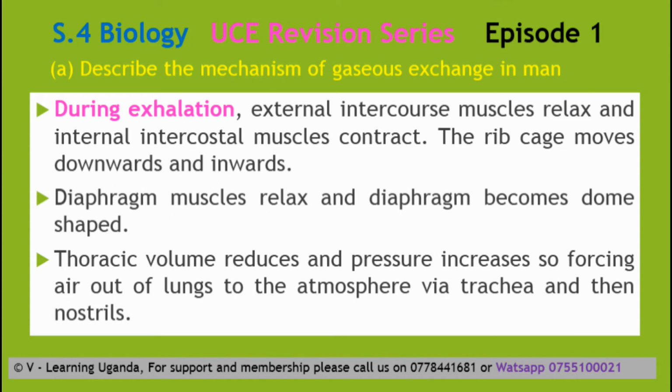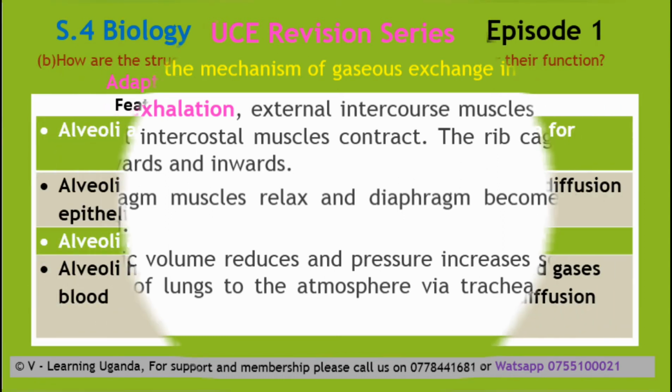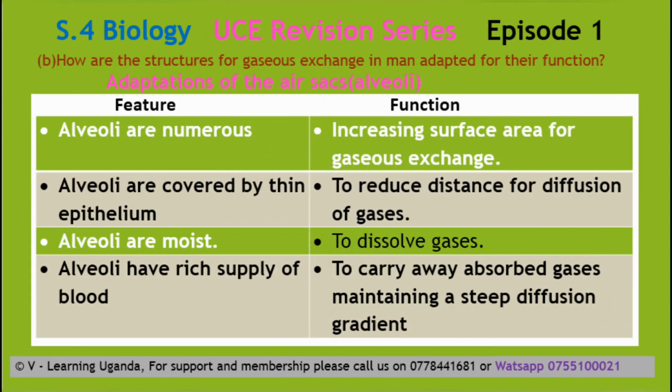In this case, the thoracic volume reduces and the pressure increases, so forcing the air out of the lungs to the atmosphere through the trachea and then the nostrils. That is the mechanism of gaseous exchange in man.